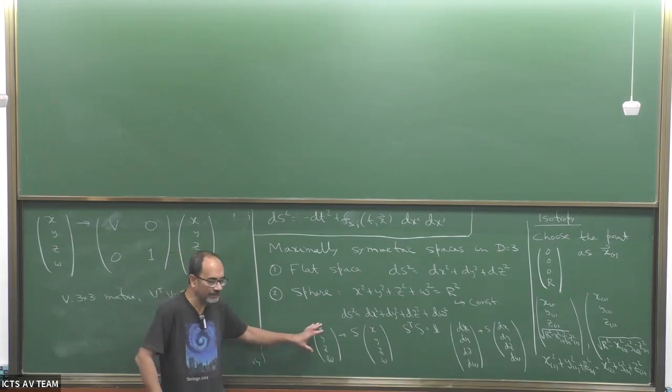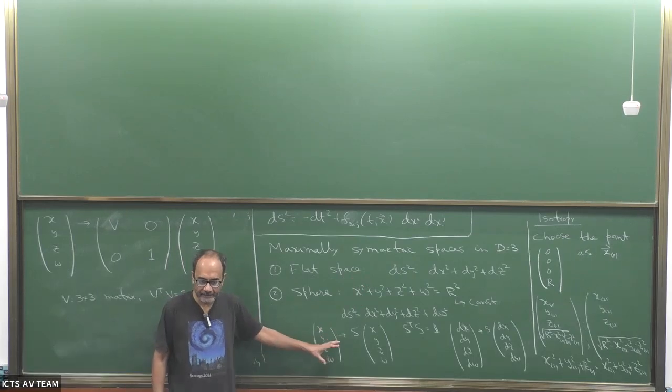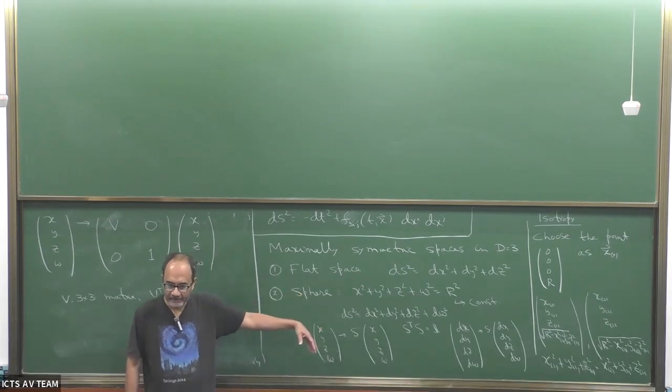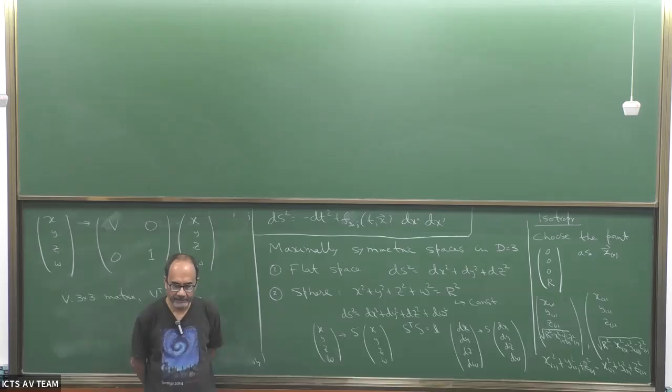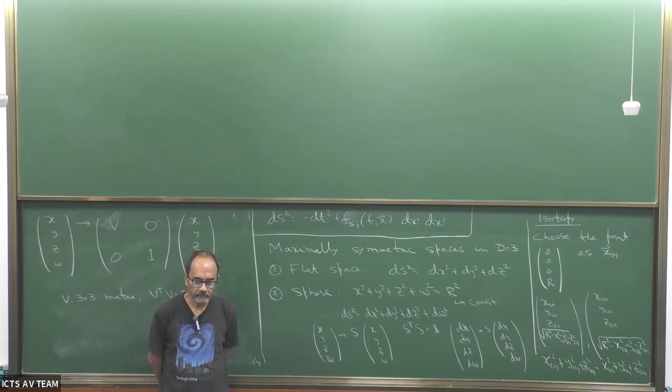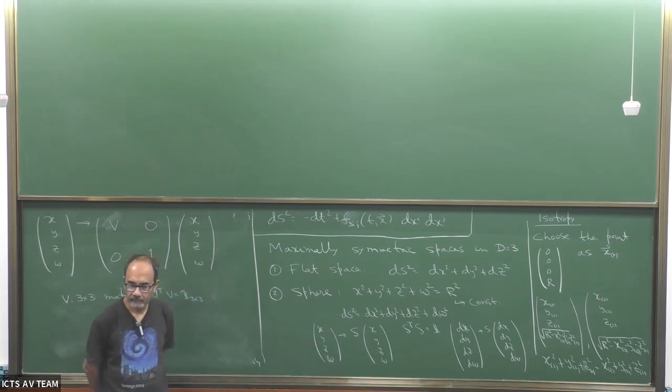See, here it looks like you are preserving length, right? Because that length is a 4-dimensional length. From a 3-dimensional perspective, these are just 2 points that are being mapped to each other. You're just taking one point to another point. Is this clear?